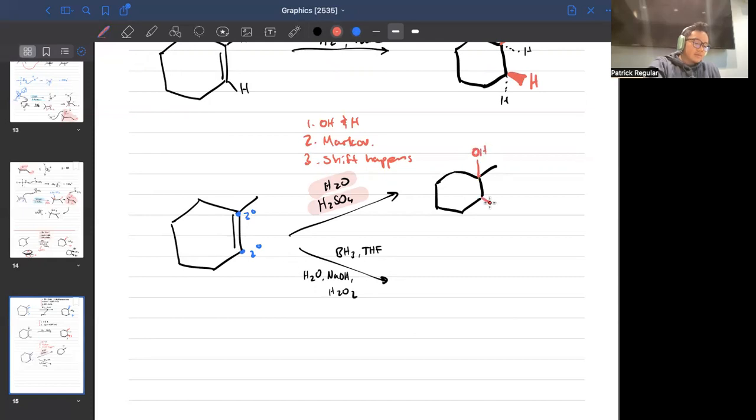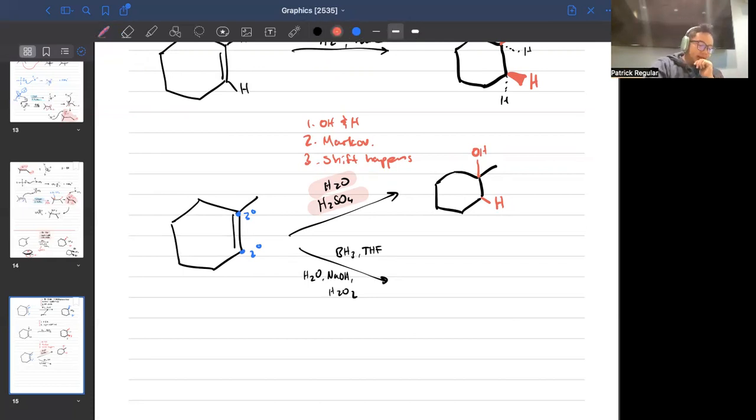OH goes here. H goes here. Because remember, OH is our nucleophile. It's going to add to the most substituted carbon, which is this top one, the tertiary one, because it's Markovnikov. Not only that, we don't have to do wedges or dashes because either one will work. There's no stereochemistry needed. Okay.